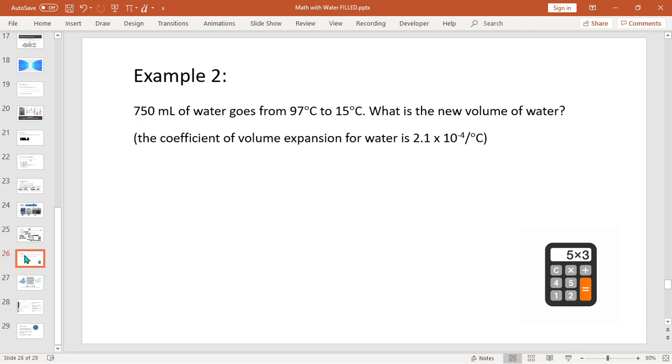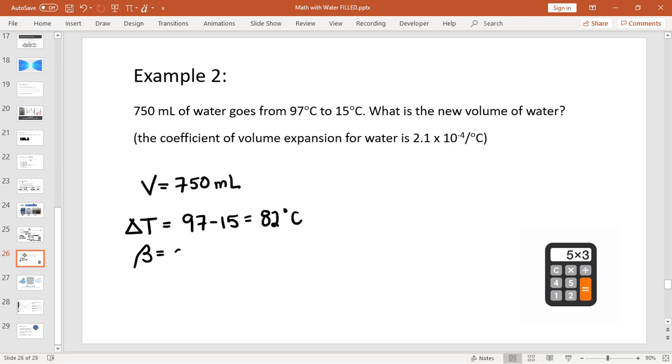We're going to do a second example. My original volume, just looking at the listed things, is 750 milliliters. That's fine. My change in temperature, always do hot minus cold, no matter which way it's going, we'll deal with it later, equals 82 degrees Celsius. And I was given the same thing for my coefficient of volume expansion, and here we go.